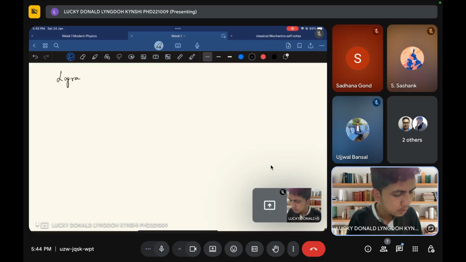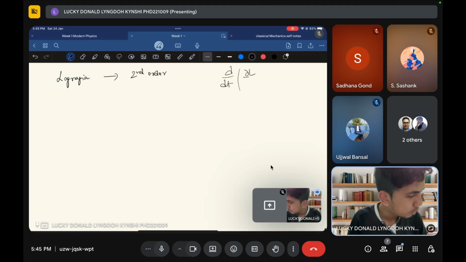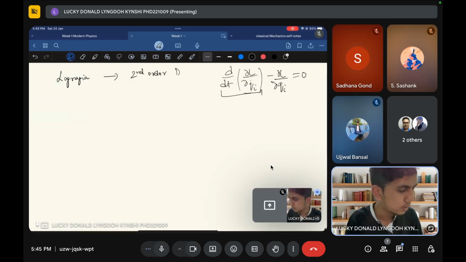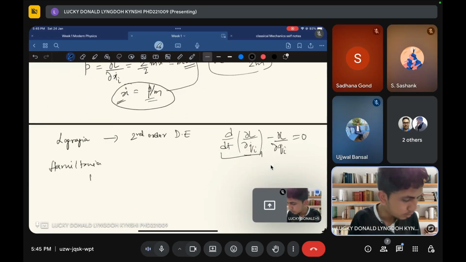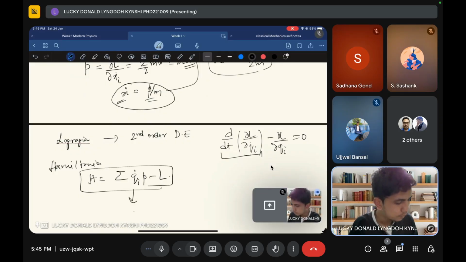Also, one thing, just a general idea: in Lagrangian you are dealing with a second order differential equation, isn't it? If you look carefully, d by dt of del L divided by del q dot minus del L divided by del qi equals 0. See, this is a second order differential equation, right? But in Hamiltonian, let me simply rewrite it again. Hamiltonian H is equal to simply qi dot p minus Lagrangian, so only this is first order.